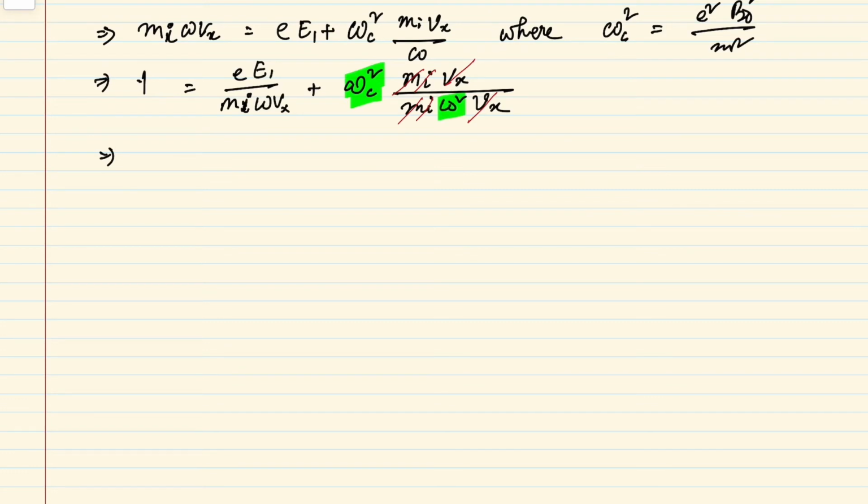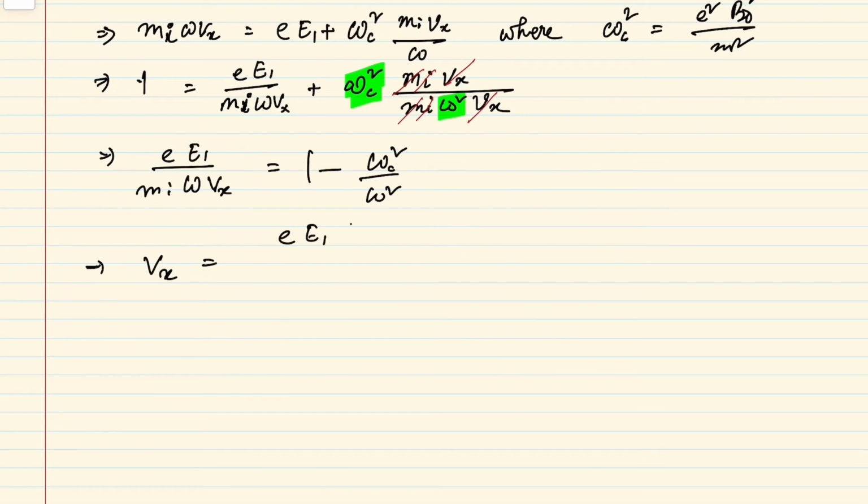If you shift this term to the left hand side, then what you will get is E capital E1 by m i omega Vx is equal to 1 minus omega c square by omega square. This implies Vx is equal to E capital E1 by i m omega times 1 by 1 minus omega c square by omega square. So this is equation number 8.